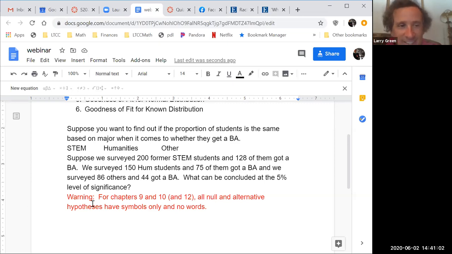Here's the reason. In chapter 11, the hypotheses are going to be in words and no symbols. And what happens is that everybody forgets about symbols, and then they can't write a null and alternative hypothesis for chapters 9 and 10 anymore. So don't forget that in 9 and 10, you're going to use symbols like a P or a mu for the hypotheses. Got it? Again, it's a big issue that I've noticed on the final exam. So here's a warning.